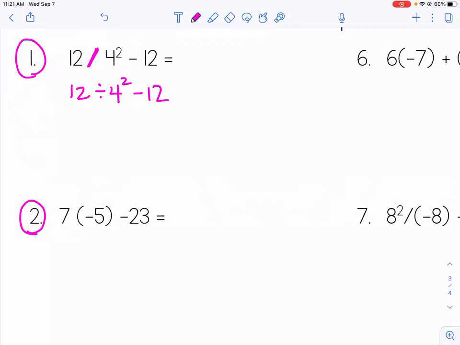Okay, let's talk about these real quick. Okay, what do we have to do first? The exponents. What's 4 squared? So I have 12 divided by 16 minus 12, okay? 12 does not divide evenly by 16, so we're gonna have to write it as a fraction. Can I reduce this fraction?